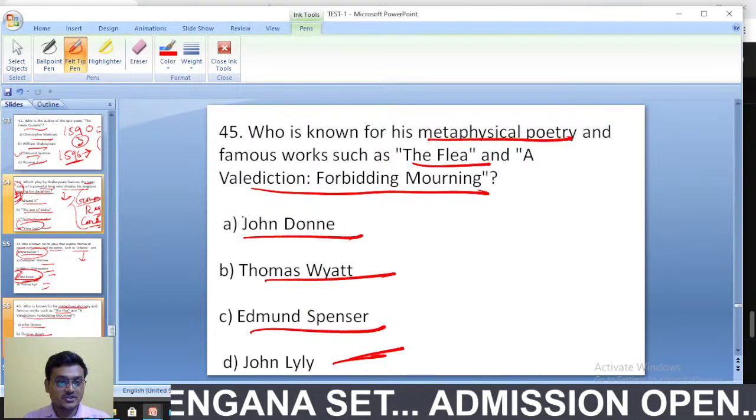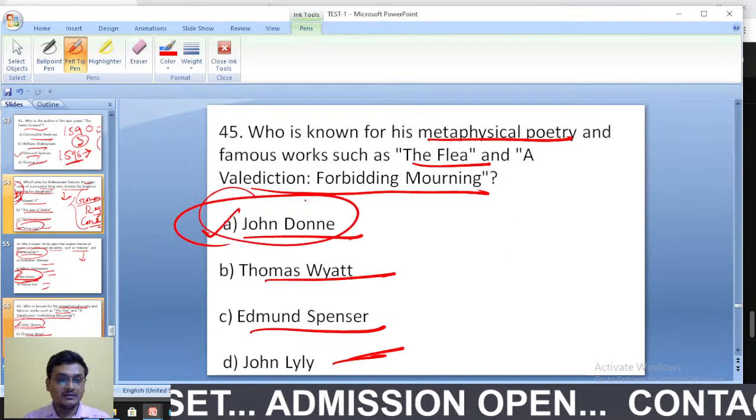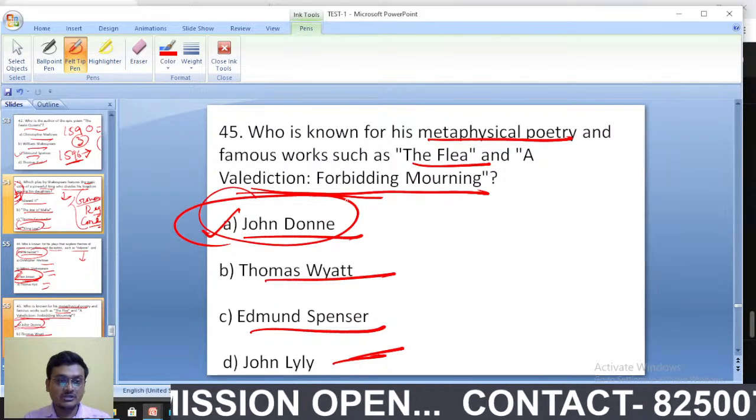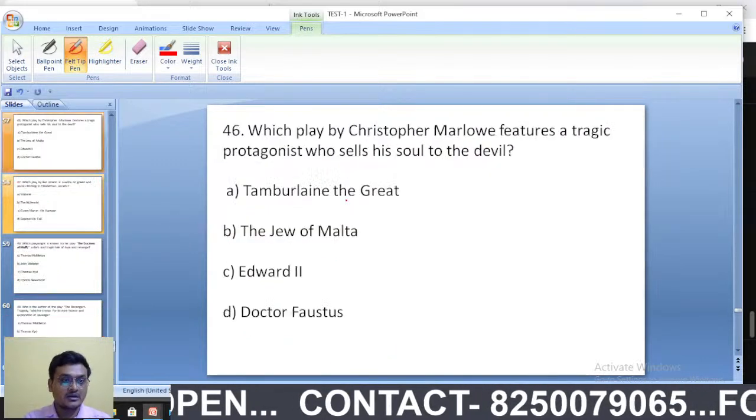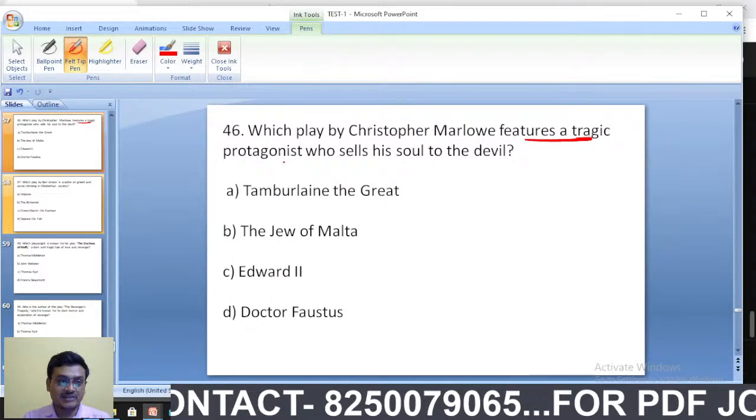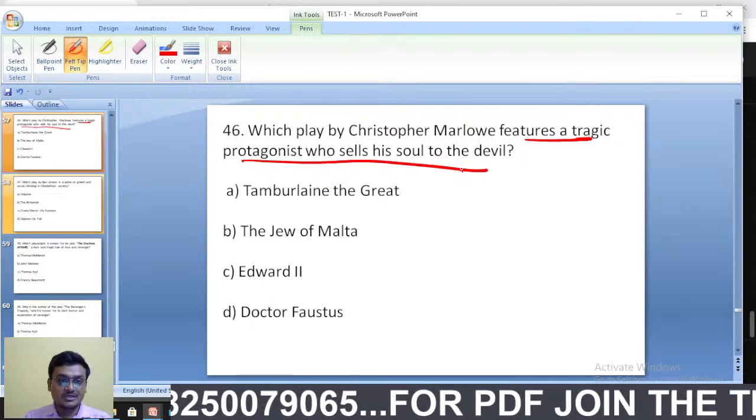So this is by John Donne. John Donne, the important poems, A Valediction Forbidding Mourning and The Flea by John Donne. Which play by Christopher Marlowe features a tragic protagonist who sells his soul to the devil?